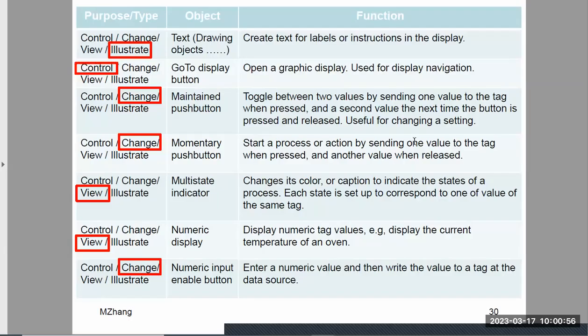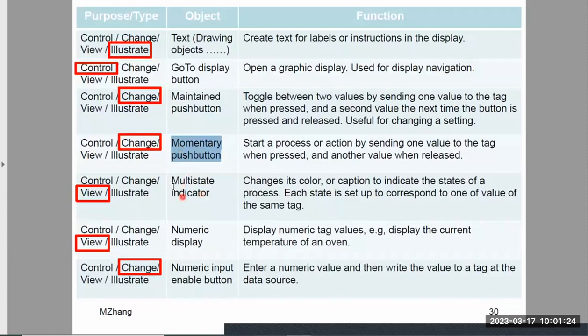Okay, so last lecture we focused on the graphic objects, mainly on the push buttons. We talked about the maintain push button and momentary push button, right? Those are the two components we use to change the PLC tag value. You can see here on the left-hand side, the purpose or the type of the object is to change the tag value.